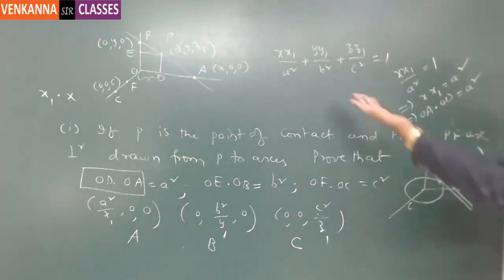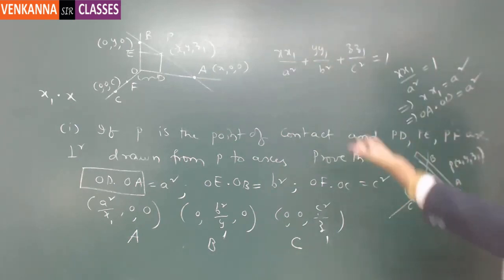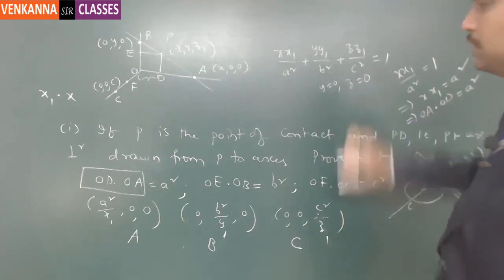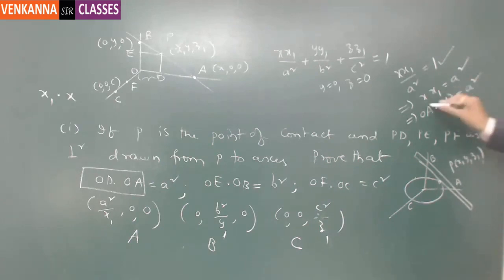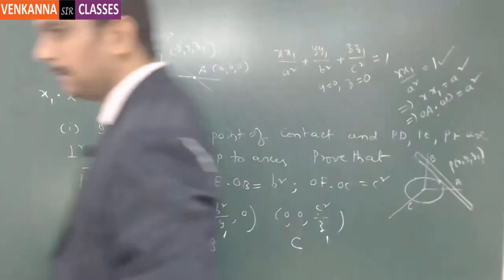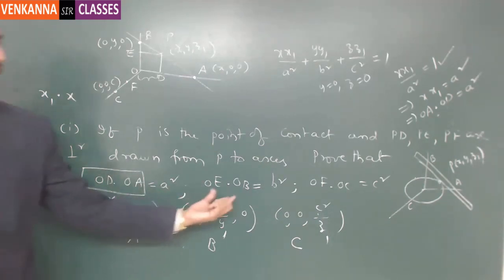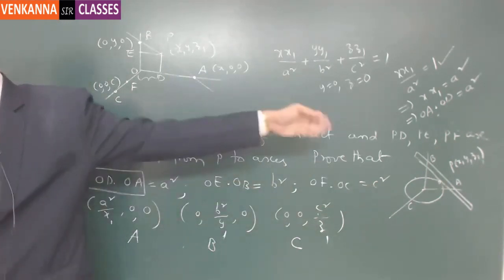So to know what are the intercepts made by this tangent plane, if I want to know the x-intercept, I have to substitute y is equal to 0 and z is equal to 0. So from this I will get x1 by a square is equal to 1, which is nothing but x1 is equal to a square. So x is nothing but OA, x1 is nothing but OD is equal to a square. Fine. Similarly, the other things will come: OE, OB is equal to b square, OF, OC is equal to c square, from the y-intercept as well as the z-intercept.